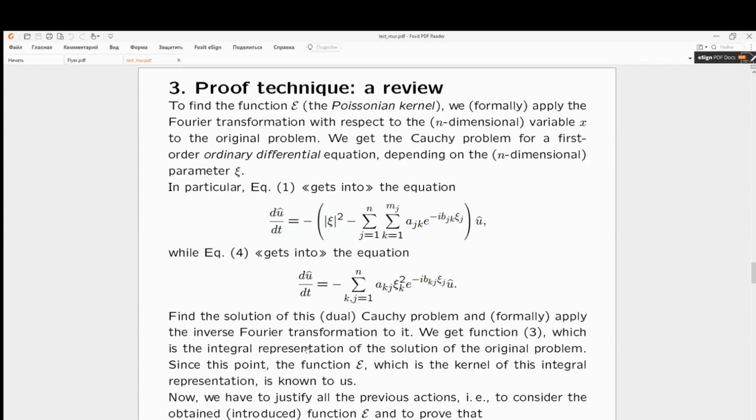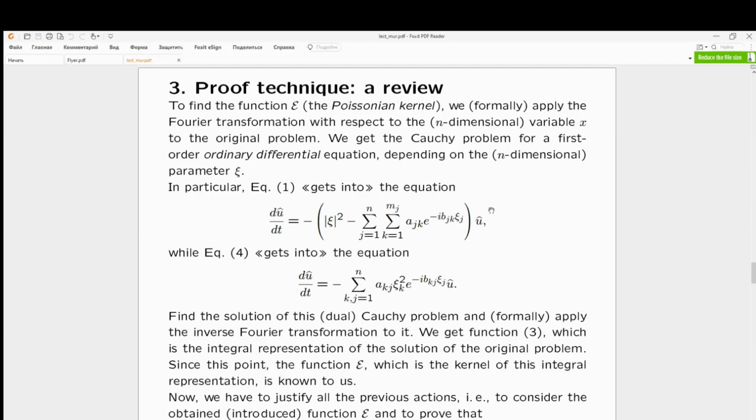And this function 3 is the integral representation of the solution of the original problem. Since this point, the function E calligraphic, which is the kernel of this integral representation, is known to us. And now we have to justify all the previous actions, because they are not justified: we formally applied the Fourier transformation and we formally applied the inverse Fourier transformation. Now we have to justify it.